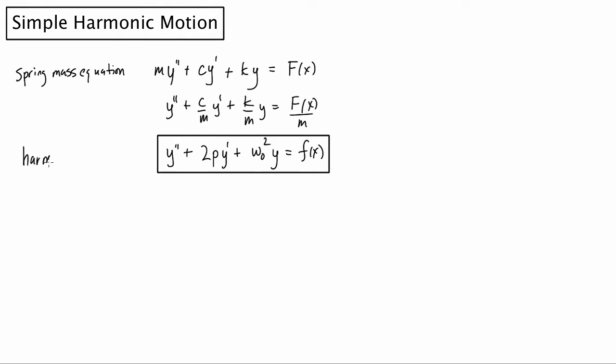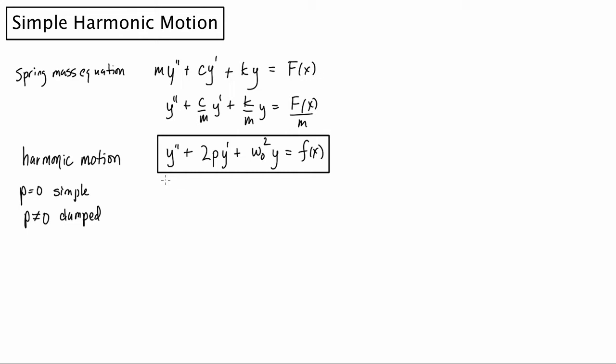So let me just quickly describe what that reason is. This is the harmonic motion equation. So if p is equal to 0, this equation describes simple harmonic motion. And if p is not equal to 0, then it describes what is called damped harmonic motion. And so we're going to be looking at both simple and damped. We're going to look at simple in this video and damped in a future video.